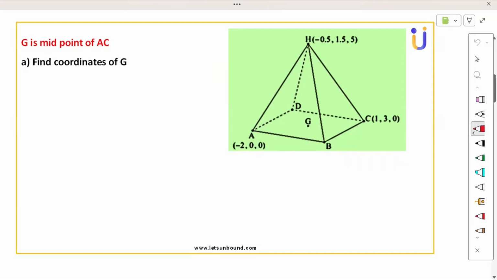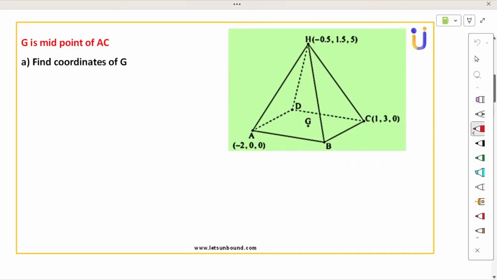So this is a 3D geometry and 5 marker. The question goes like this. A metal structure on a flat surface is in the form of a right pyramid with rectangular base ABCD whose vertices we can see for A and C, right? And also a vertex for H is marked, the coordinates, I mean. So A is (-2, 0, 0) and C is (1, 3, 0) and H is (-0.5, 1.5, 5). All units are in centimeters. Now the question goes like this.